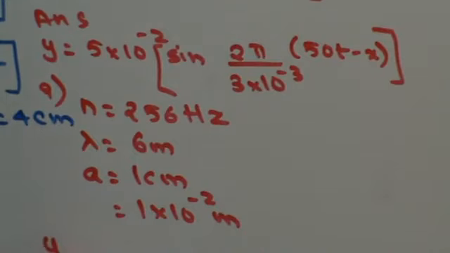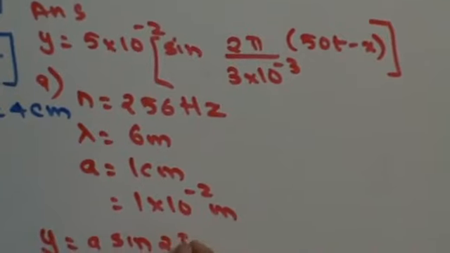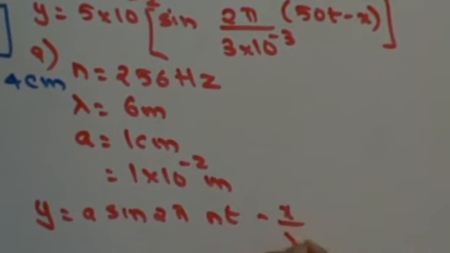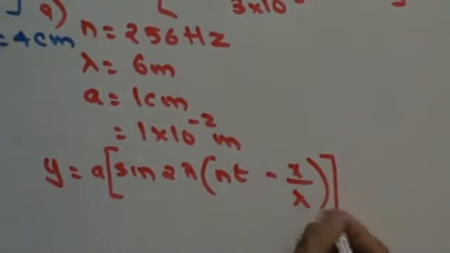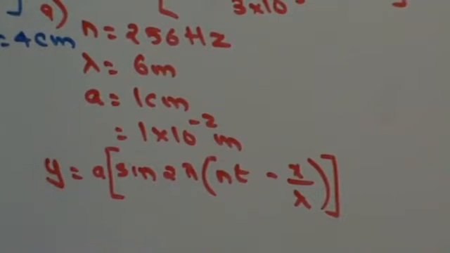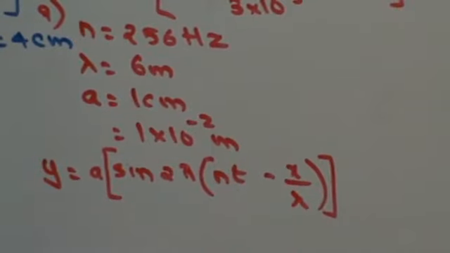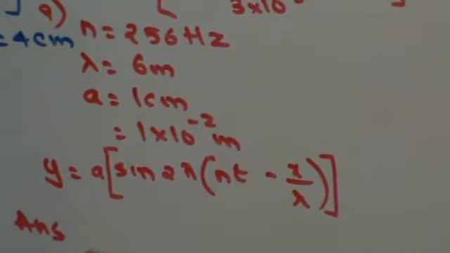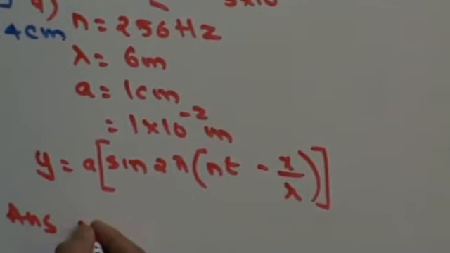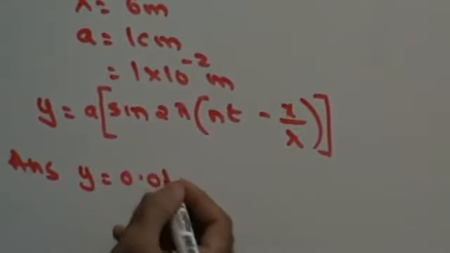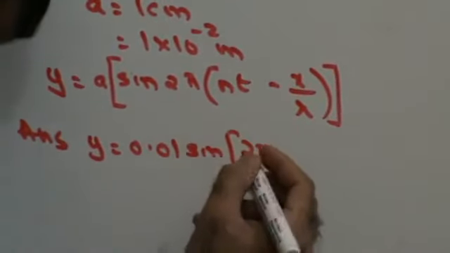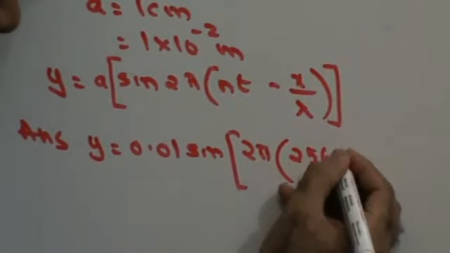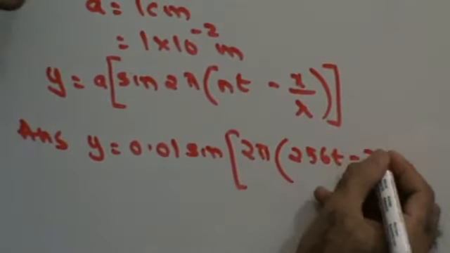This is a replica of the previous sum: y is equal to a sine 2 pi (nt minus x by lambda). N, lambda, a, all three you have, so you can get the equation. Simple, straightforward substitution, right? You should get this answer as y is equal to 0.01 sine 2 pi (256t minus x by 6 meters).